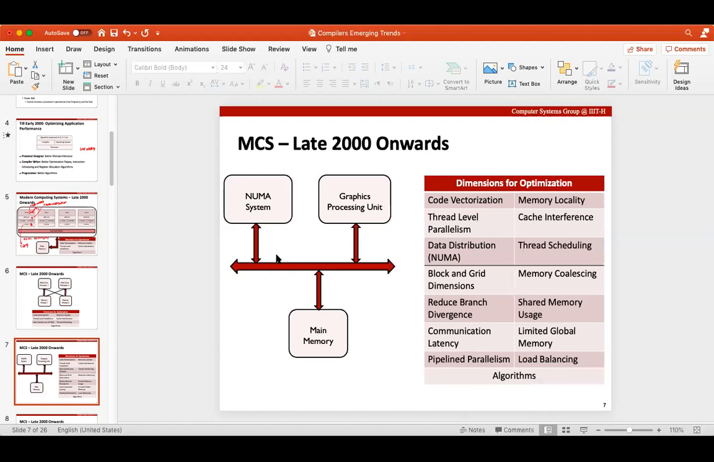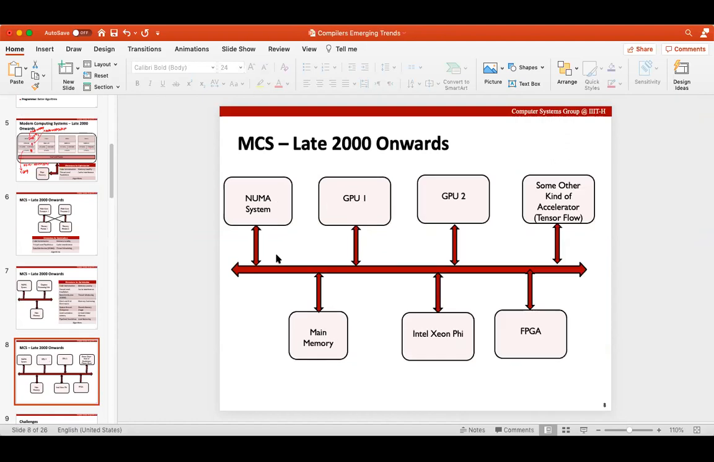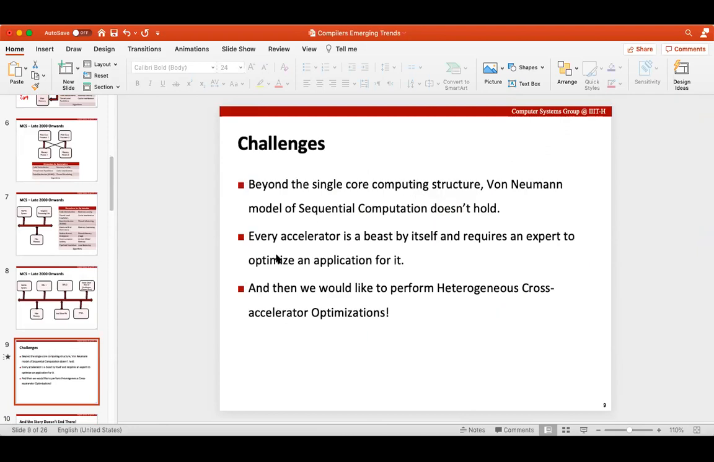And then we have GPUs. GPUs have a different architecture, so you have to think completely differently about your algorithm and the way you write the code if you want to use GPUs. And in modern systems, we have a NUMA system, multiple GPUs, multiple accelerators, and we want to use all this underlying architecture.